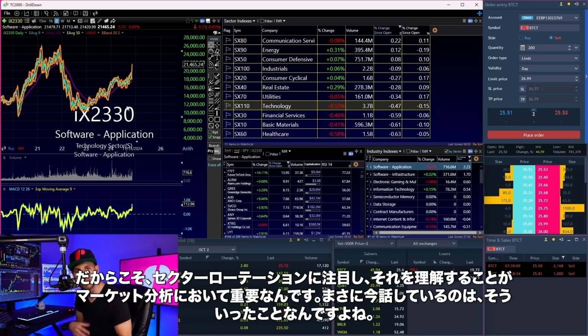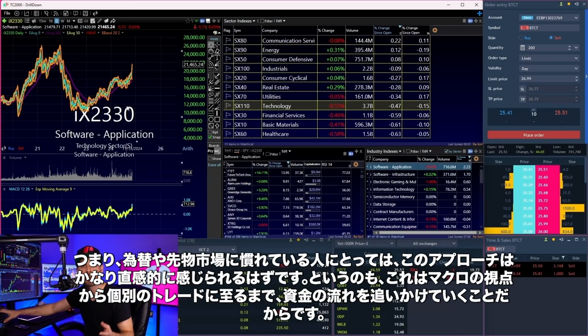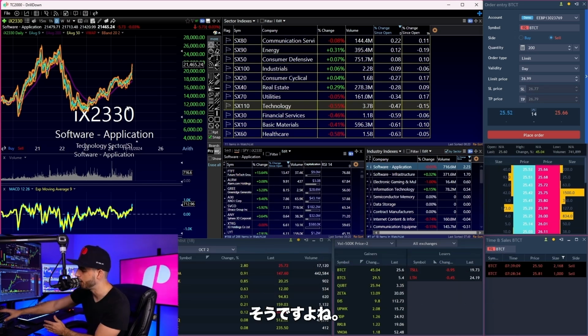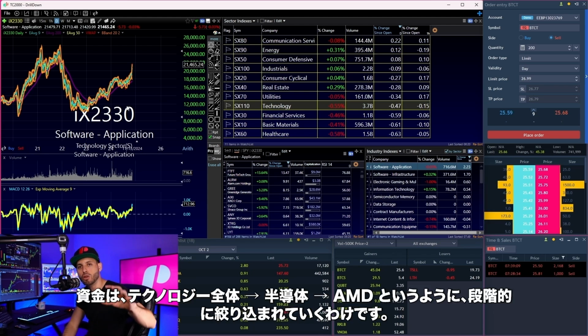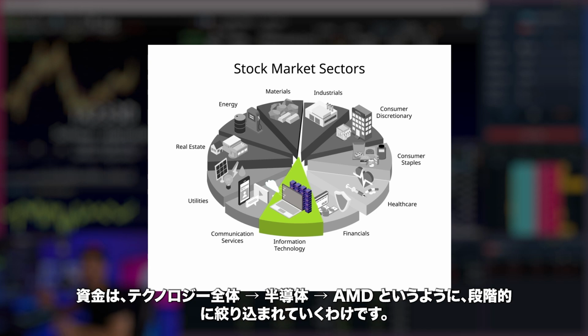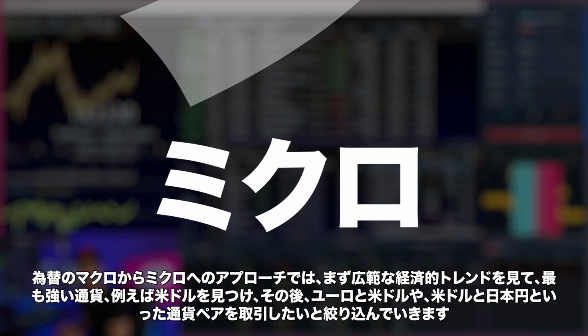And this is why it's important to stick with sector rotation and understand intermarket analysis, which is what we're talking about here. For those familiar with the Forex and futures market, this approach should seem pretty intuitive because it's about following the money from the macro down to the specific trade. Let's say money's going into technology and semiconductors, and then finally into AMD. The macro to micro approach.